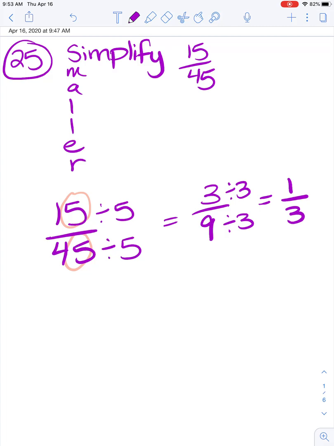You could have gotten 3/9. Honestly, whatever you did, either one would work for me because it did not say to go to its simplest form. So simplify means smaller. Simplest form would be to go all the way to the 1/3 because that can't go any smaller.